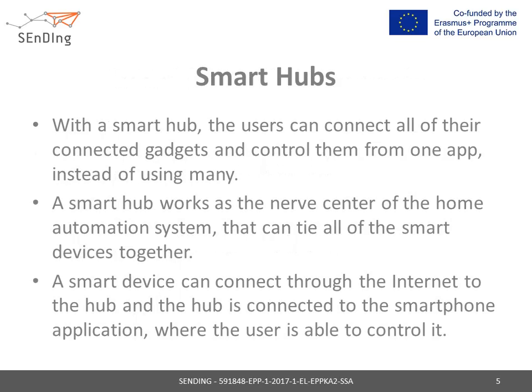With a smart hub, the users are able to connect all of their connected gadgets and control them from one app, instead of using many. A smart hub works as the nerve center of the home automation system, that is able to tie all of the smart devices together. A smart device is able to connect through the internet to the hub, and the hub is connected to the smartphone application, where the user is able to control it.